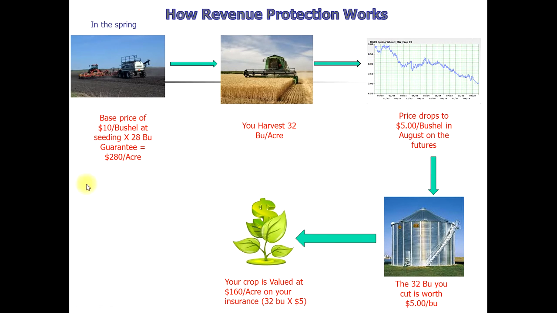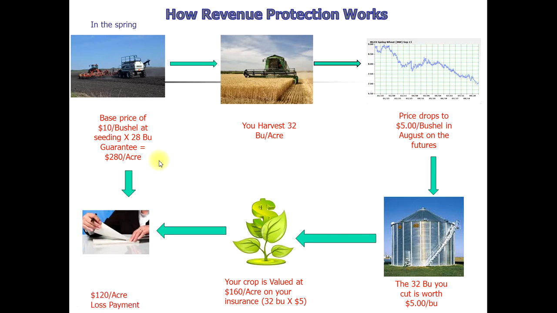So as you can see on here, as far as the insurance is concerned, your crop is only valued at $160 an acre. Remember at the beginning, we were guaranteed $280 an acre. So you would still qualify for a loss payment of $120 an acre in this scenario, not because you cut a poor crop. Actually, we were a little bit above what our guarantee was, but because the grain market had dropped. So this is how revenue protection works.